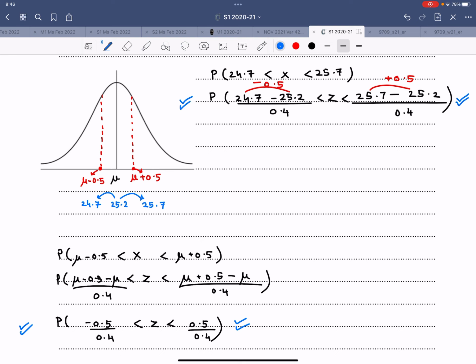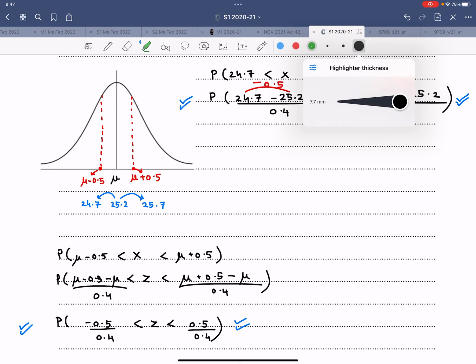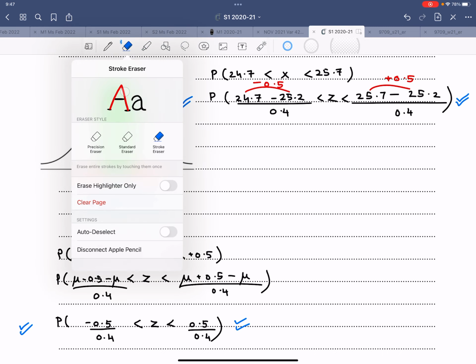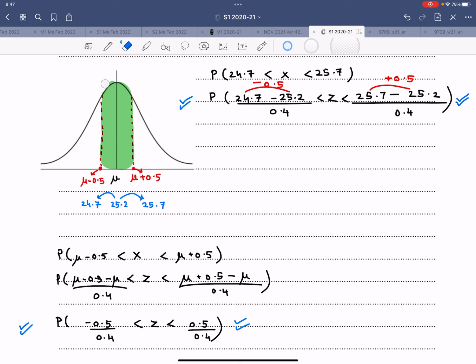And what is the region that you are interested in? We are interested in this particular region, the probability for this. So that's how we would be doing the calculation. Let me erase the extra stuff like this. So now we would do the calculation. Probability Z lies between 0.5 divided by 0.4, that is 1.25, and then the other one is also negative 1.25.